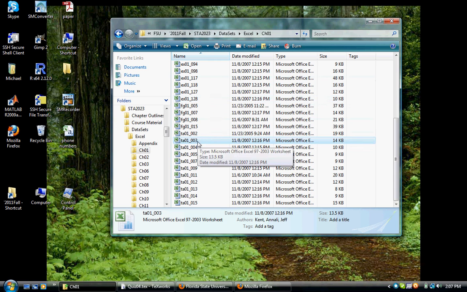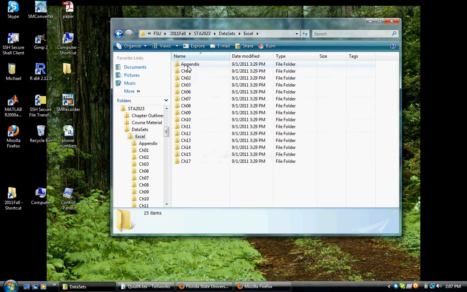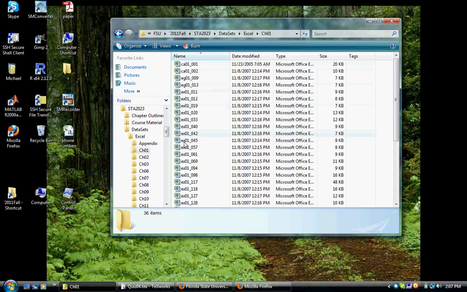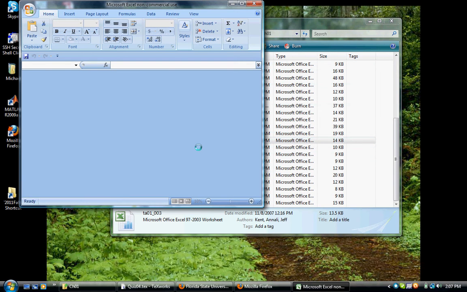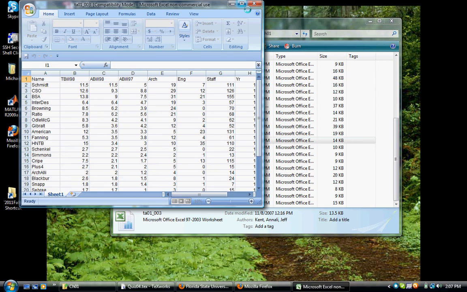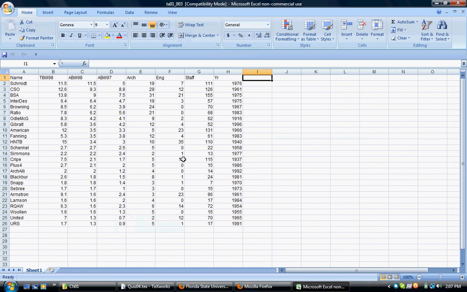It's on page 13. So where I am now, I go to the Excel documents, I go to chapter 1, I'm going to open up table 1.3, this one right here. When I open it up, I get this table. You'll notice that there's the total billing for 1998, I guess it's the architectural billing for 1998, and the architectural billing of 1997.